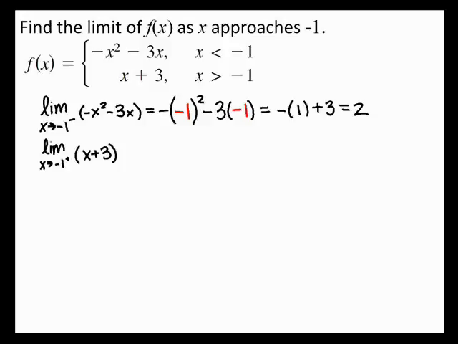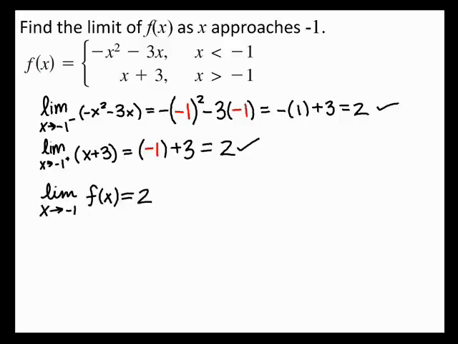Solve the limit of x plus 3 as x approaches -1 from the positive side. Substitute -1 in for x. Simplify -1 plus 3. You find that the limit of x plus 3 as x approaches -1 is also 2. Because both one-sided limits equal 2, the limit of f of x is equal to 2.